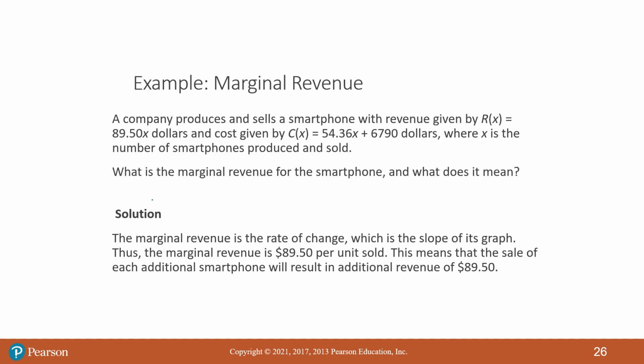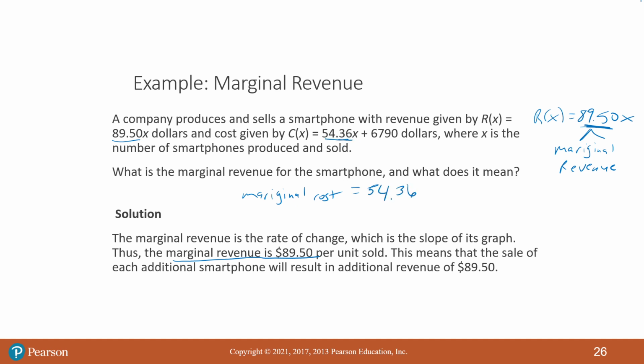So the marginal revenue is $89.50 because that is the slope of this revenue function. R of x equals 89.50x is the revenue function, just so I write it all out on one line. The slope of that revenue function is your marginal revenue. If they would have asked for the marginal cost, which they don't here, but if they would have, that would have been the slope of the cost function.